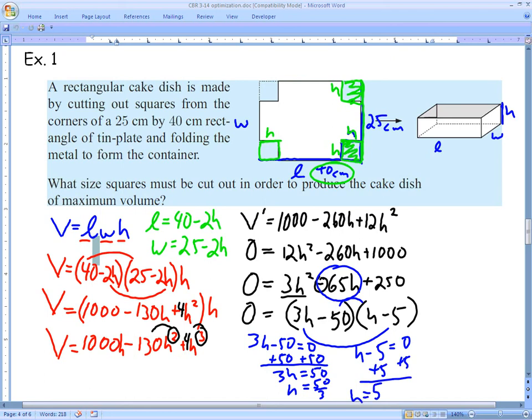All right, now we need to make a sign diagram with these values. And so we make a number line. The only two numbers we're putting on the number line are the 5, which is the lowest of our two answers, and the 50 over 3, which is approximately 16 2/3, so just a little bit less than 17. We need to know which one's our maximum, minimum, and using a sign diagram can help us with that.